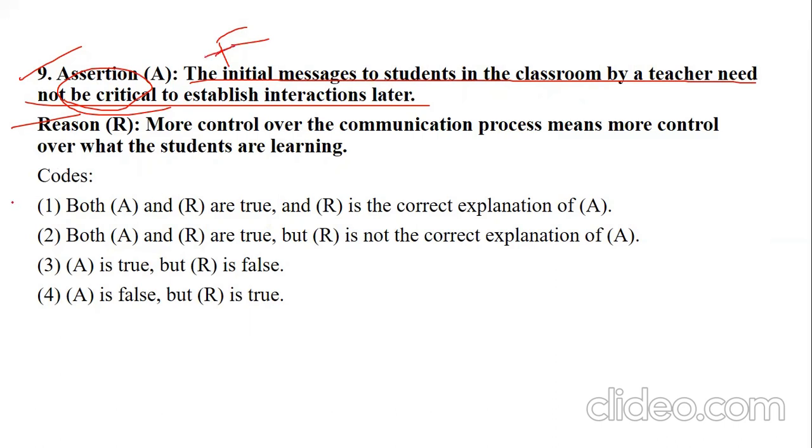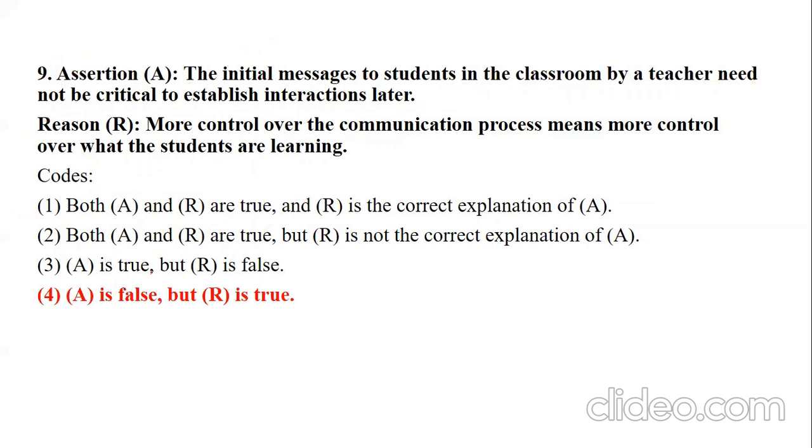So if both are true, no. Both are true, it's not the option. A is true, no, because our A is false. Let's see R also. Reason. More control over the communication means control over what the students are learning. Yes, if you know what you are teaching, you automatically have control over what the students are learning. So the option 4 is your right answer, where A is false and R is true.